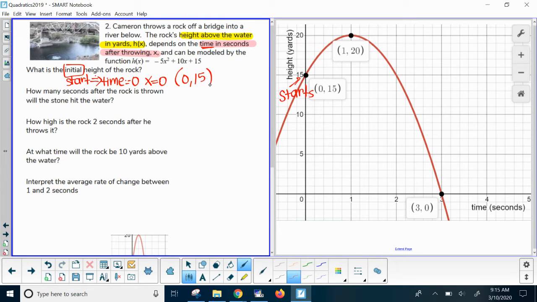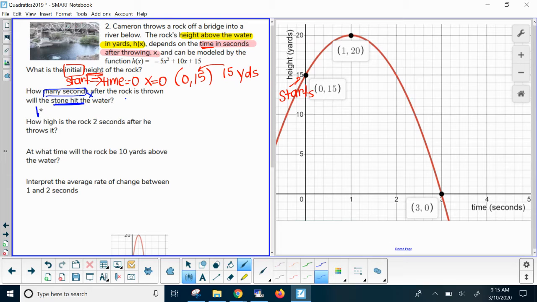And they are asking, what is the height? So that's my y. So the height is 15 yards. Next up, it says, how many seconds after the rock is thrown will the stone hit the water? So they're asking me for how many seconds. So that's an x.